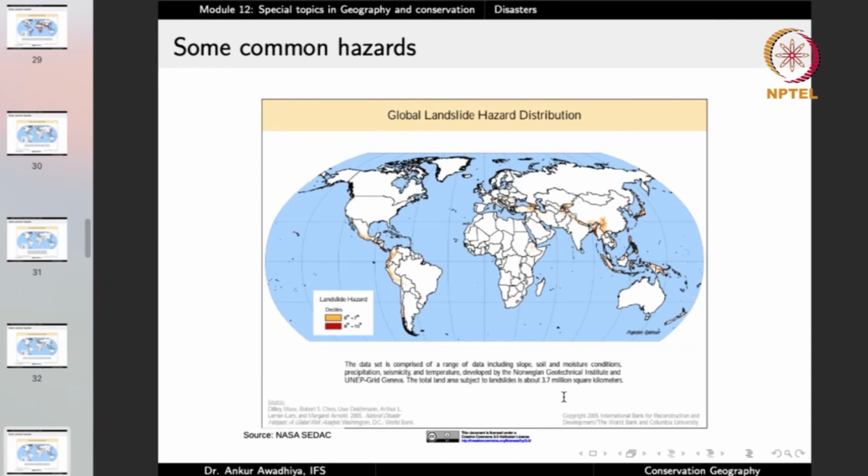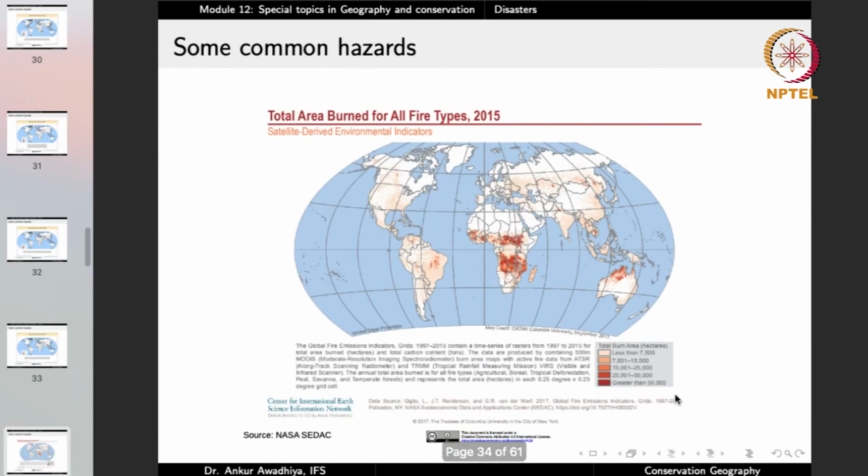If you look at global landslide hazard distribution, here again we find that in our country the Himalayan belt, because it is tectonically active and made out of weak materials, has a large amount of landslides. Otherwise, we find the landslides to be high in Japan, in Southeast Asia, in Central Asia, in Central America, and in the western parts of South America. The total land area subject to landslides is about 3.7 million square kilometers.